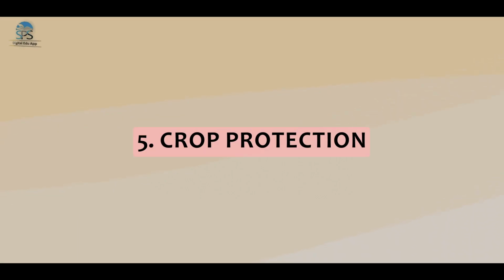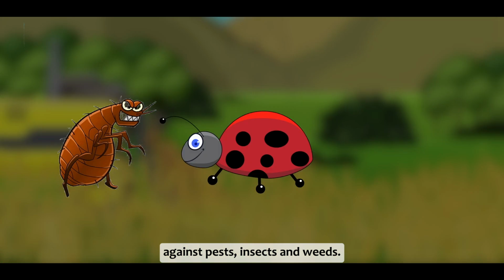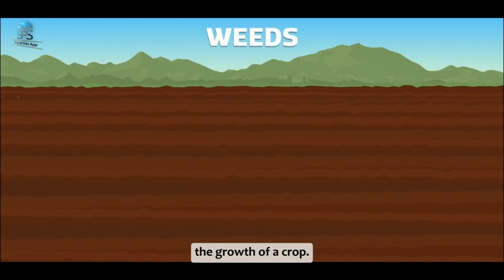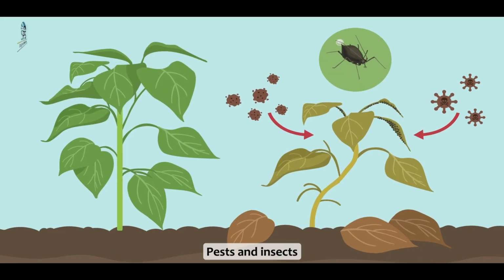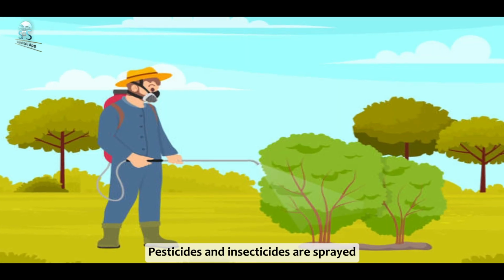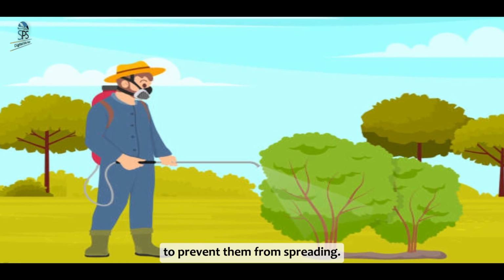5. Crop protection. The standing crops need to be protected against pests, insects, and weeds. Weeds are the unwanted plants which hinder the growth of a crop. They have to be removed manually. Pests and insects are the organisms that damage crops. Pesticides and insecticides are sprayed in a controlled manner to prevent them from spreading.